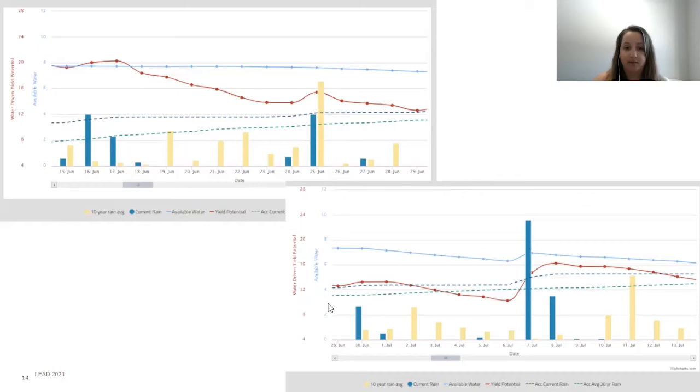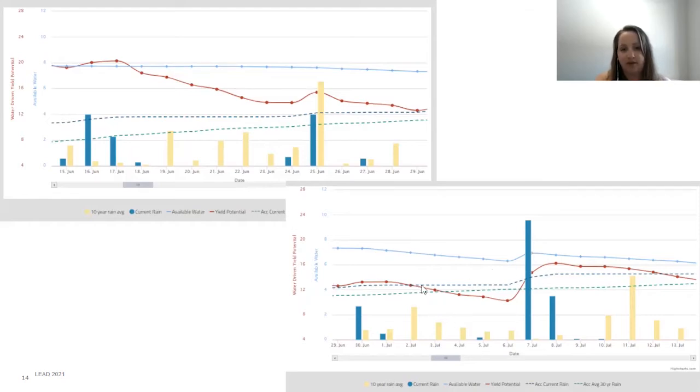Down at the bottom here, we're at the end of June to the middle of July. So you can see our crop available water is starting to dip, a pretty good indication that root activity is starting to suck some moisture out of the soil there. On July 7th, we see an increase in crop available water with a significant rainfall event. So there was room in the soil for our crop available water to be bumped up a little bit.